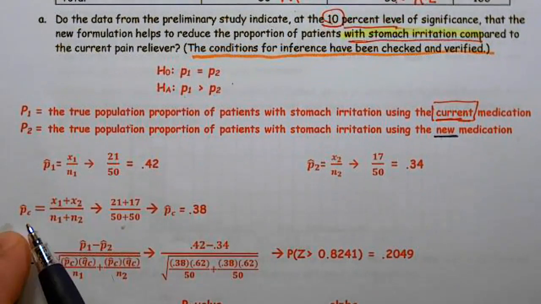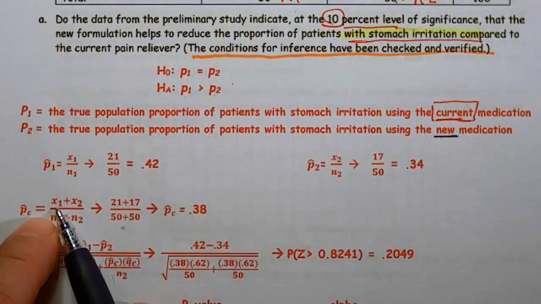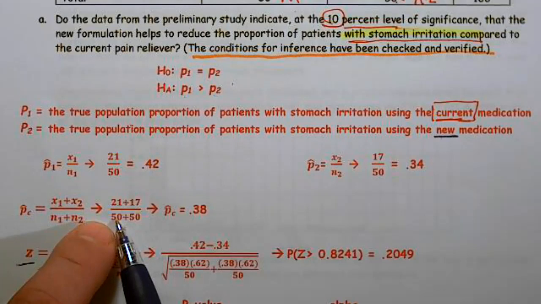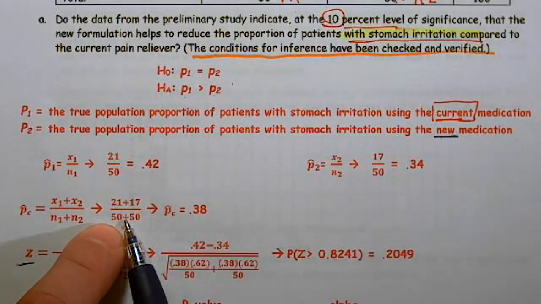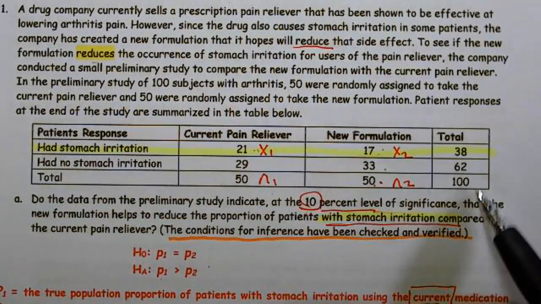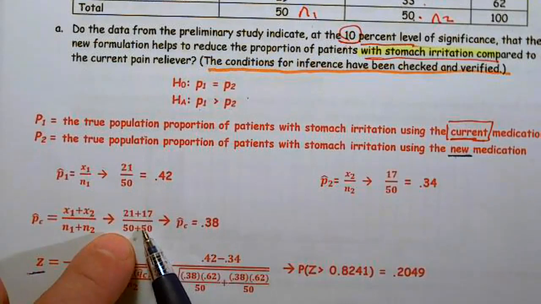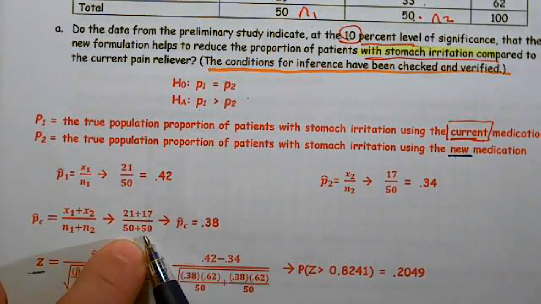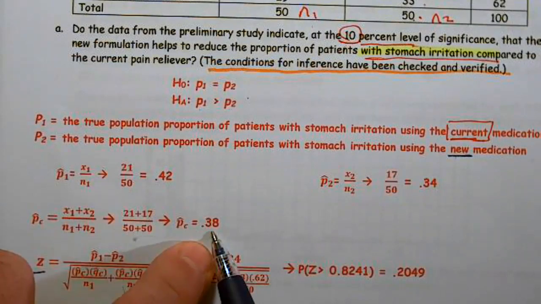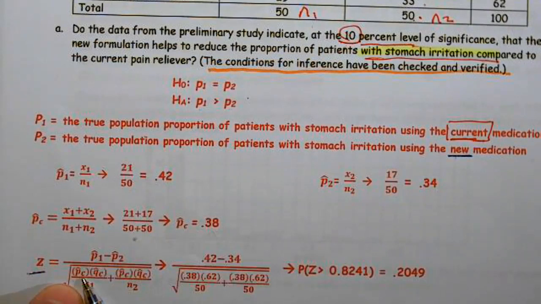Since we only pool with proportions, this is going to be P hat combined. So we're actually summing X1 and X2 and N1 and N2 combined together right here. So 21 plus 17 gives us 38 people had stomach irritation out of the total of 100. All right. Now, could we have used this? Yes, we could have, 38 out of 100, but this is where it came from, and you have to show this formula, and you have to show this work, and then you need to give this because you're going to use it here at 0.38.